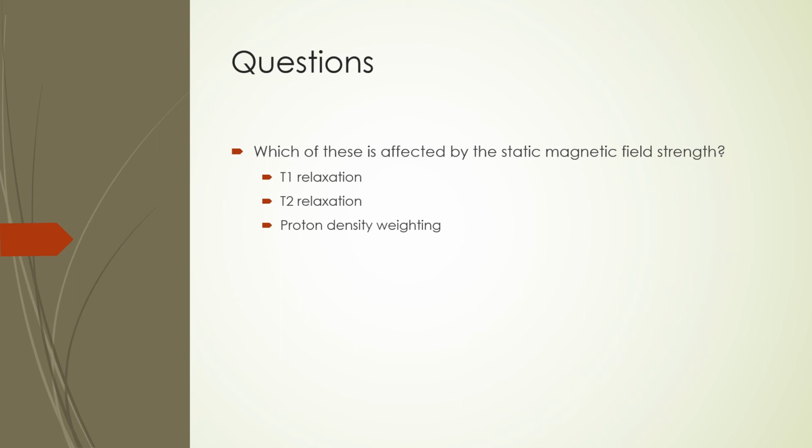First question: which of these is affected by the static magnetic field strength? Your choices are T1 relaxation, T2 relaxation, proton density weighting. The correct choice is T1 relaxation. Next question: the highest signal-to-noise ratio is produced by which type of tissue weighting? Your choices are T1 weighting, T2 weighting, proton density weighting. The correct choice is proton density weighting.